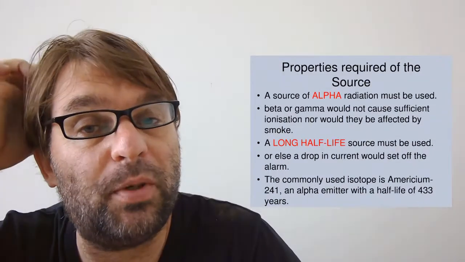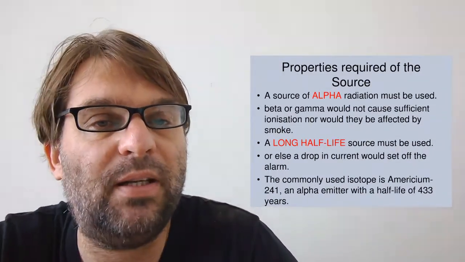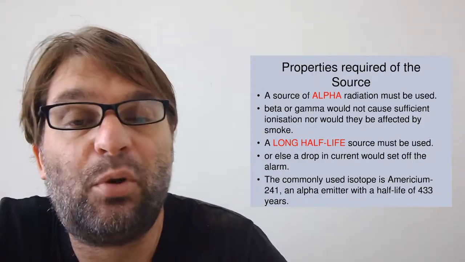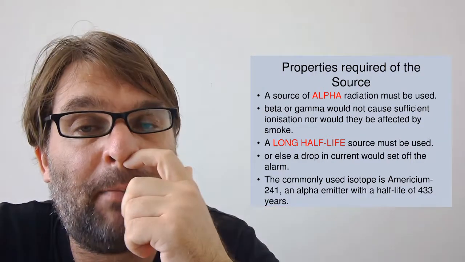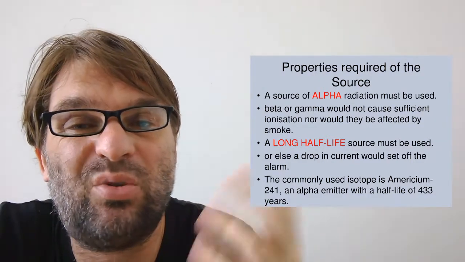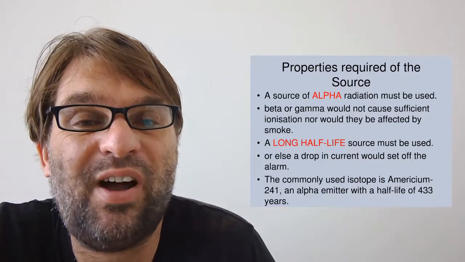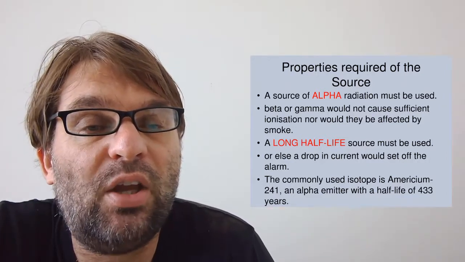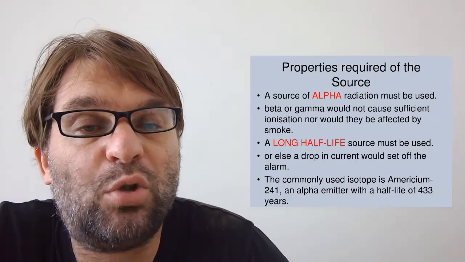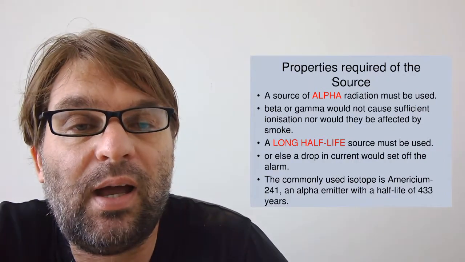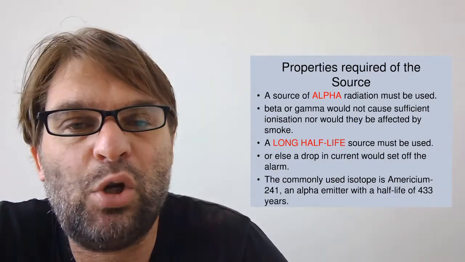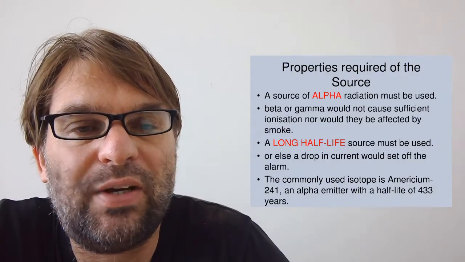In terms of the properties required for the source, it has to be an alpha emitter with a long half-life, because beta and gamma will just shoot through the ionizing particles, and that means you'd still have a current and you wouldn't know there's a fire going on. So the isotope commonly used is americium-241, which is an alpha emitter with a very long half-life relative to humans, of 433 years.